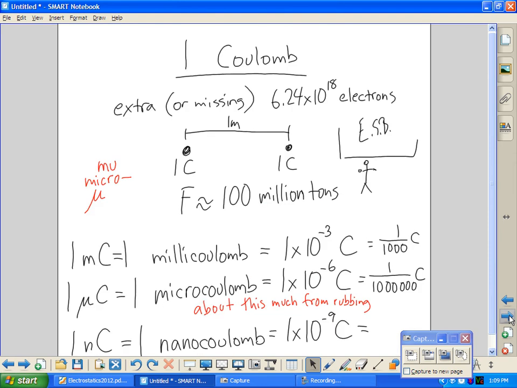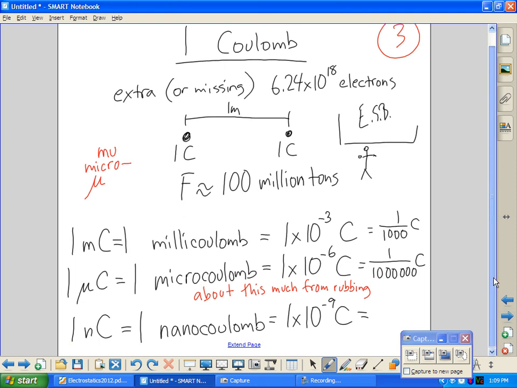On this page, page 3, we talked about how much a coulomb is. 1 coulomb of charge is an absurd amount of charge. An object that actually had a charge of a coulomb on it would be very, very dangerous. More typically, we work in units of millicoulombs, mC, which is 1/1000th of a coulomb, microcoulombs with a mu, 1 times 10 to the negative 6th. This is a typical amount of charge that you might get from rubbing a balloon on your hair.